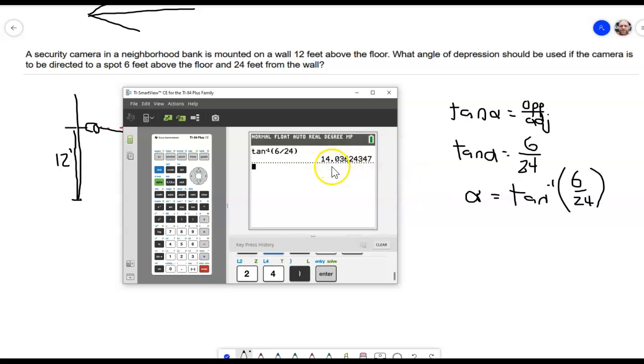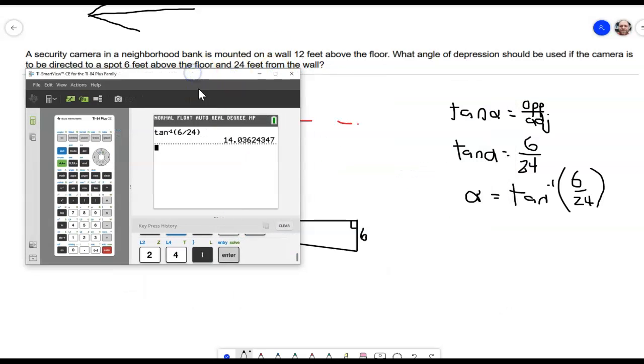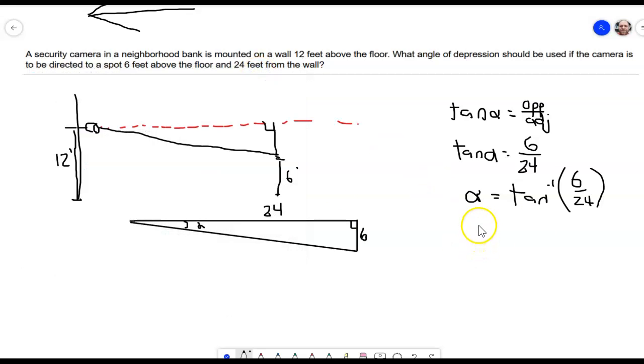And this is the degrees. Usually when we do these degrees, we round them to 1 decimal place. So that would be 14.1. So in this case, alpha is equal to 14.1 degrees. And that would be your answer.